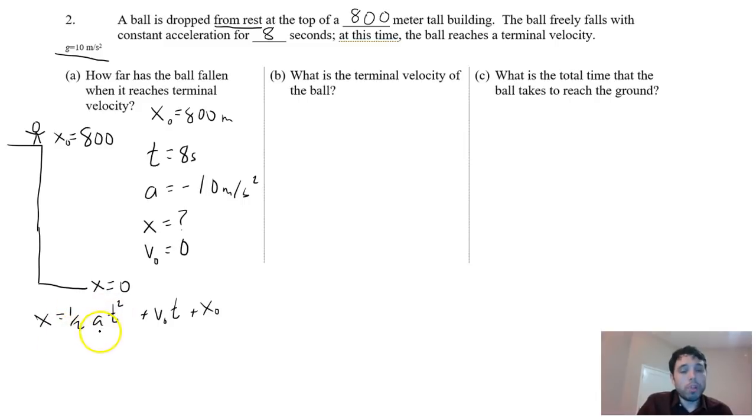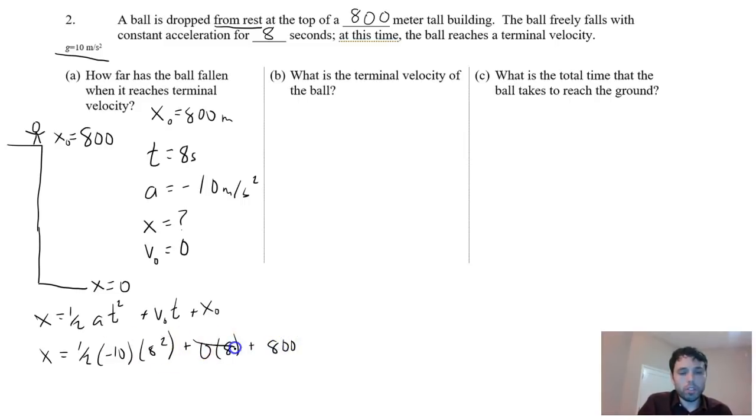All right, then I'm going to plug and chug, substitute and solve. So x will be equal to 1/2 times a, which is -10, times t, which is 8, squared, don't forget, plus V0, which is 0, times t, which is 8 again, plus x0, which was 800 meters.